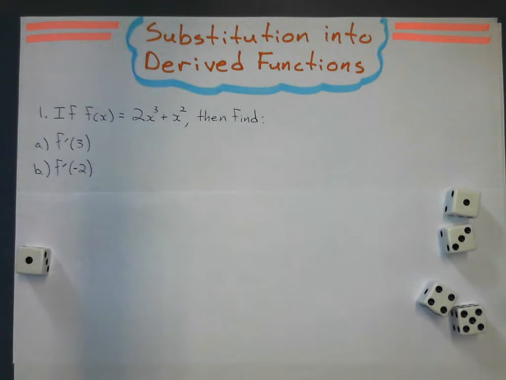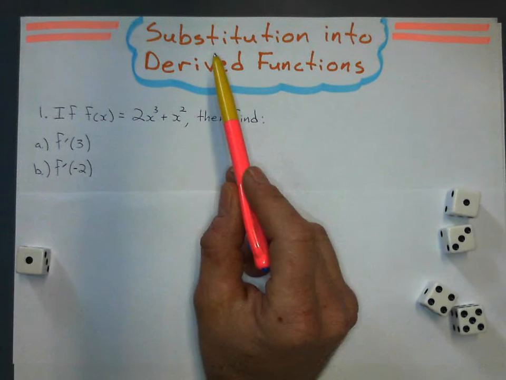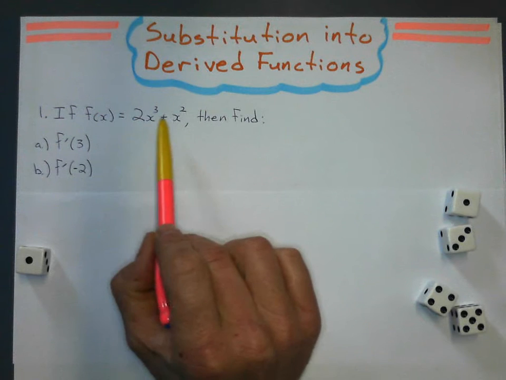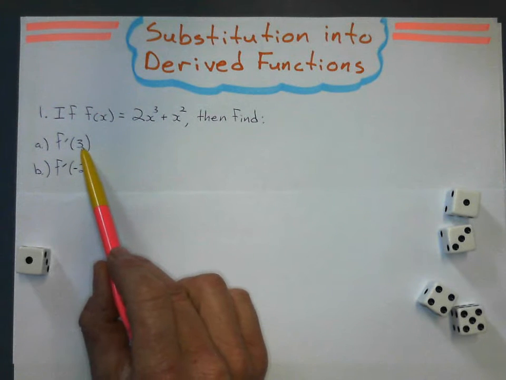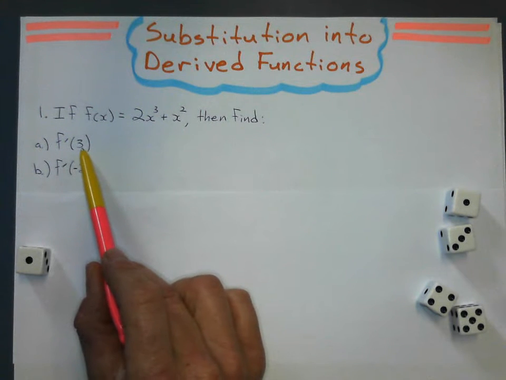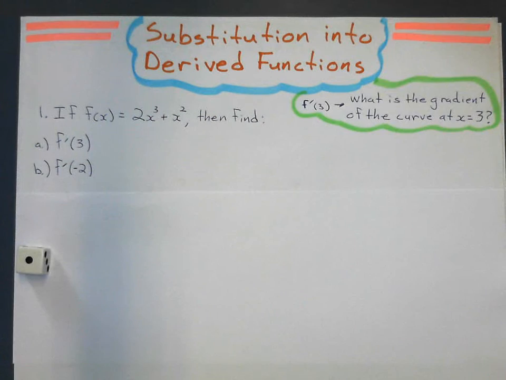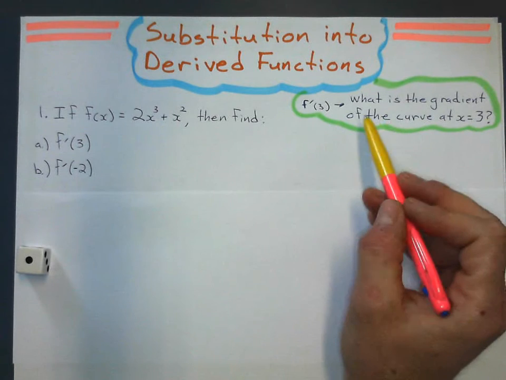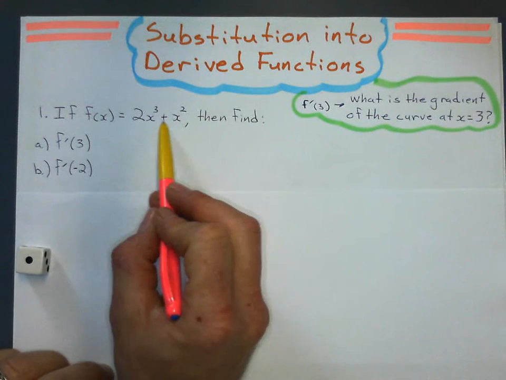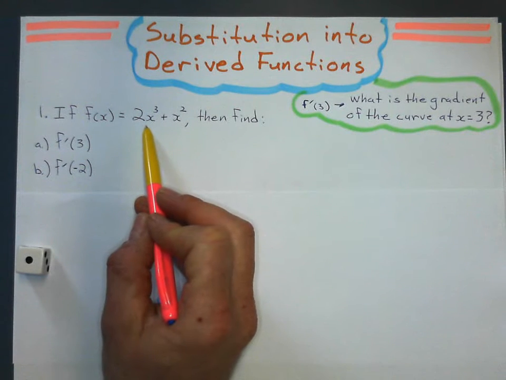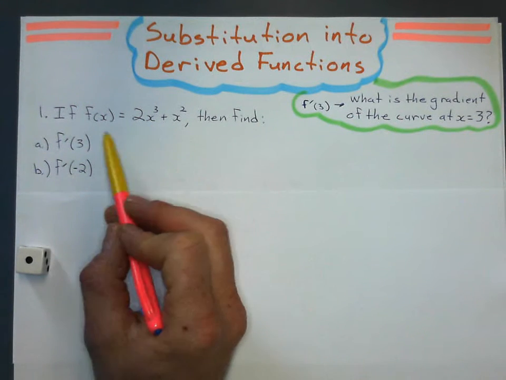All right, so what we'll do here is substitute values into derived functions. But what we're doing is that if I've got an original function of some curve here, and I want to find f dash 3, what I'm actually doing is finding the gradient of the curve at x equals 3, and finding the gradient of the curve at x equals negative 2. All right, so this is what it's asking. It's what is the gradient of the curve, what that would graph to. So to do that, what I do is differentiate this equation, differentiate that equation, and then substitute 3 for x.